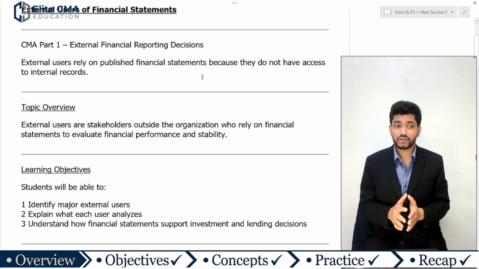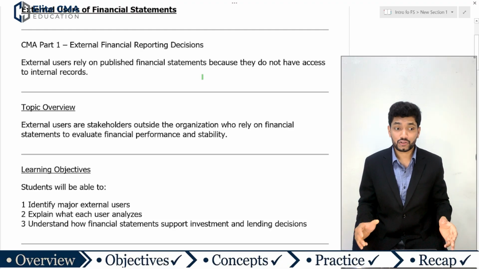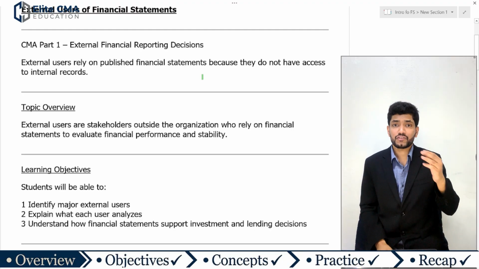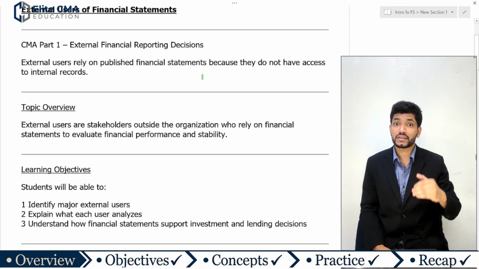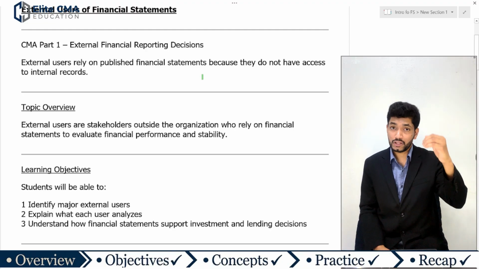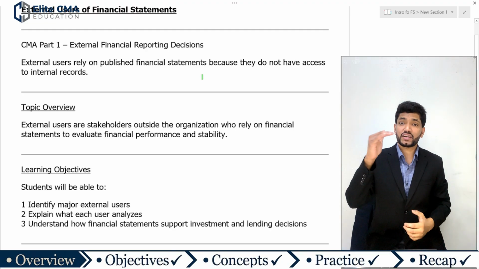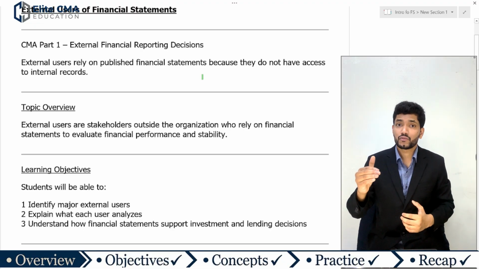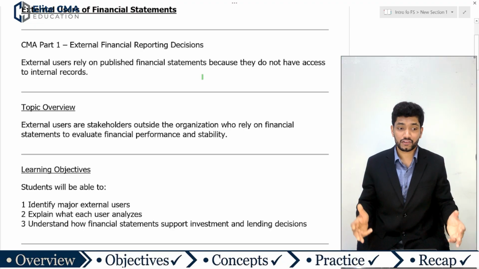In this discussion, we are going to discuss the external uses of financial statements. In the previous session, we already discussed the internal uses, where the users are within the company, but the external users are outside of the organization.